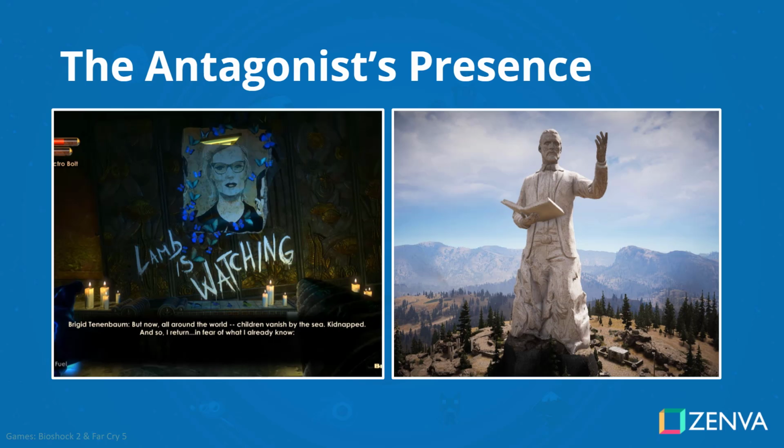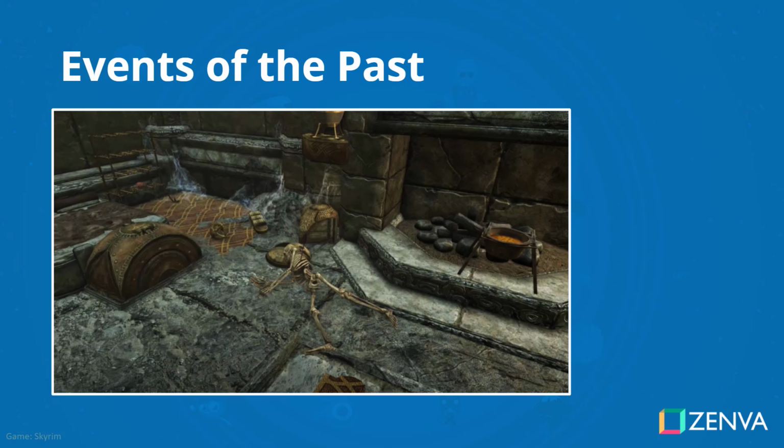For example, the antagonist's presence, okay? In Bioshock 2 and Far Cry 5, the game centers around its main antagonist, which you can see throughout the world, their presence, okay? In Bioshock 2, you see graffiti on the wall, and in Far Cry 5, there is a massive statue, okay? Further reinforcing that there is this bad guy in this world and that the player is not welcome.